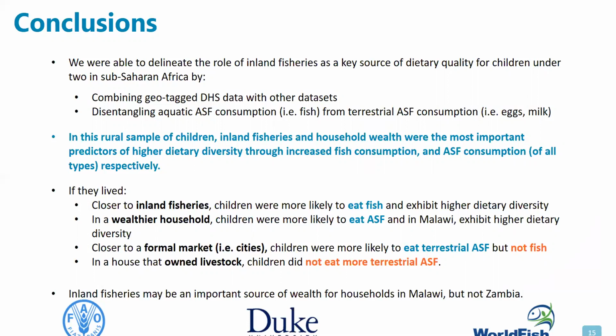If they lived closer to inland fisheries, children were more likely to eat fish and exhibit higher dietary diversity. If they lived in a wealthier household, children were more likely to eat all types of ASF, and in Malawi, exhibit higher dietary diversity. If they lived closer to a formal market, children were more likely to eat terrestrial ASF, but not fish. And in a household that owned livestock, children did not eat more terrestrial ASF. Lastly, inland fisheries may be an important source of wealth for households in Malawi, but not Zambia.